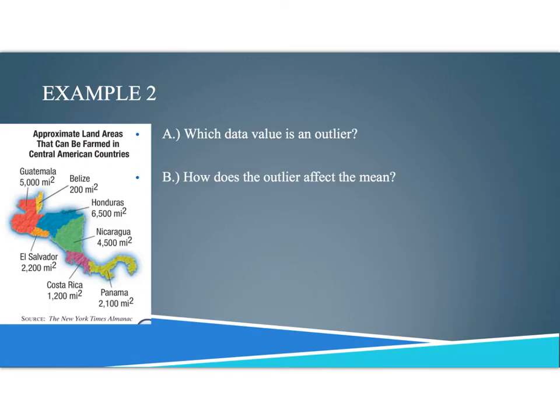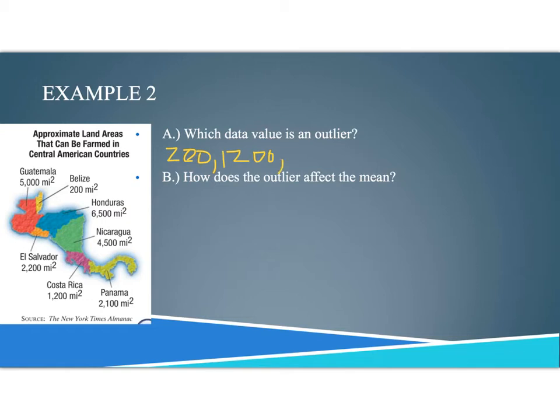Now for example 2, we're going to look at outliers. Part A says which data value is an outlier when we're looking at the approximate land areas of Central America. So again, if you list these out, sometimes I think it just helps if we put them in order. So we're going to start out with 200 square miles. Then it looks like our next biggest one is 1,200 square miles.